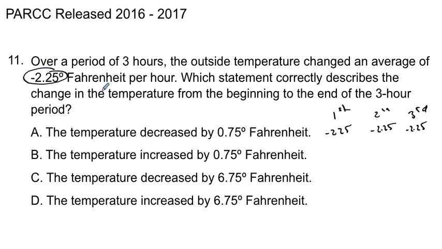Which statement correctly describes the change in temperature from the beginning to the end of the 3-hour period? So if it went down, decrease works, increase automatically does not work. So the temperature definitely did not increase, it decreased. So did it decrease by 0.75 or did it decrease by 6.75? Well, if I decrease 3 times 2.25 degrees per hour, then I'm actually decreasing a total of 6.75 degrees over the course of 3 hours.